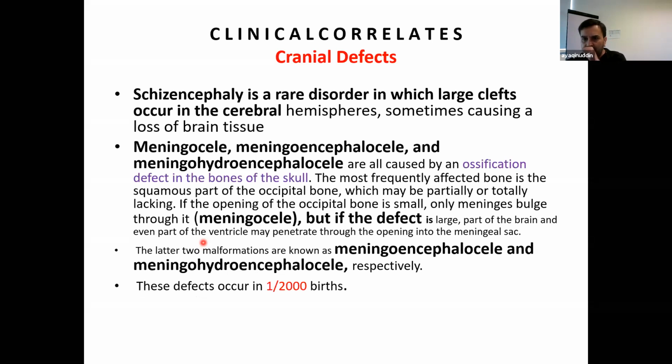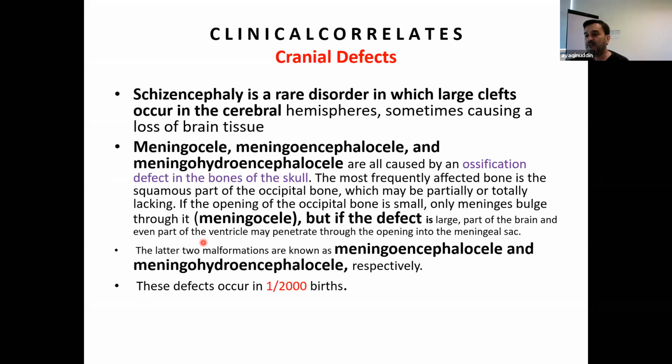Then there is another very rare type of congenital abnormality, which is called schizencephaly. In this, there are large clefts which occur in the cerebral hemisphere. So you see normal gyri and sulci, but if there is a large cleft in the cerebral hemisphere, then it is called schizencephaly.